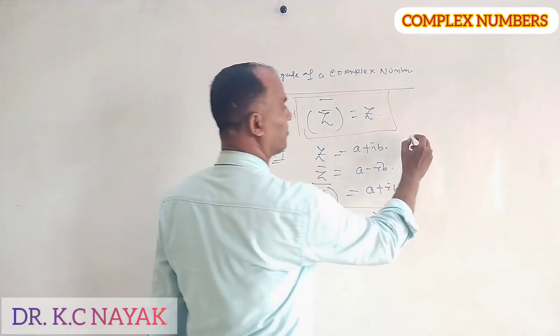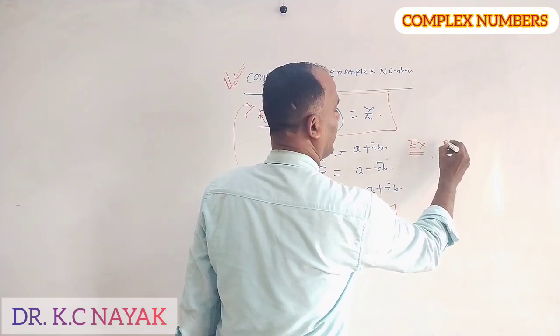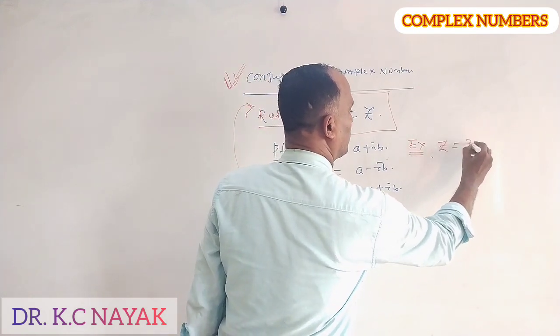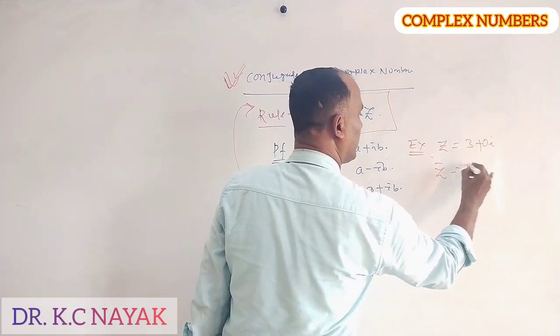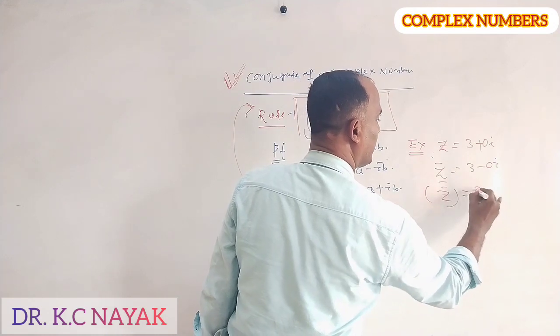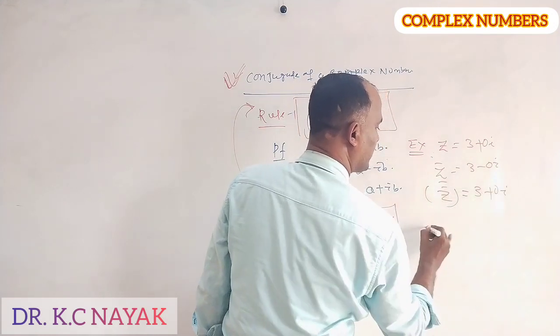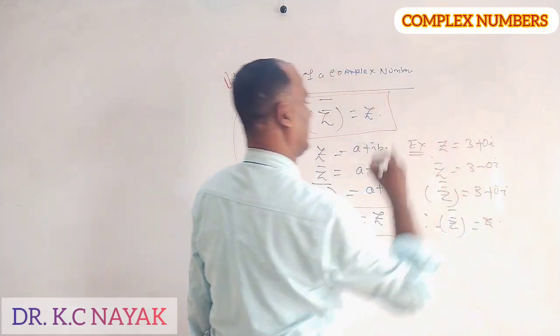For example, suppose Z is equal to 3 plus 0i. Z conjugate is equal to what? 3 minus 0i. Z conjugate whole conjugate is equal to 3 plus 0i. That means here we observe that Z bar whole bar is equal to Z.